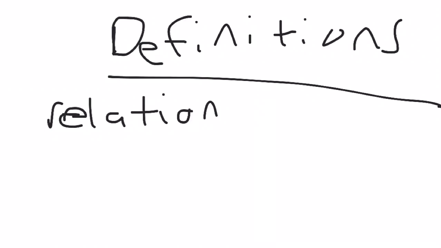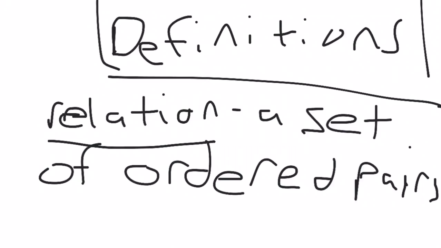A relation is just a set of ordered pairs. And the second definition we need to go over is a function.